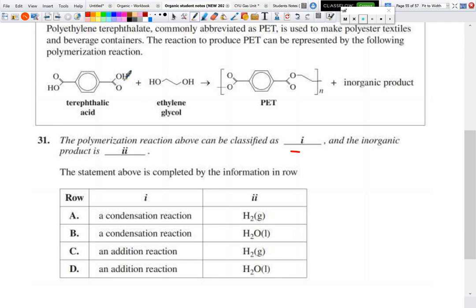So of course, we see a carboxylic acid functional group right here, we see an alcohol functional group right here, so we know this is going to be a condensation reaction, so it can't be C or D. And then of course, the inorganic product, we know from a condensation reaction, what's going to condense out? Well, it's an esterification, so we get H2O, and the answer is B.